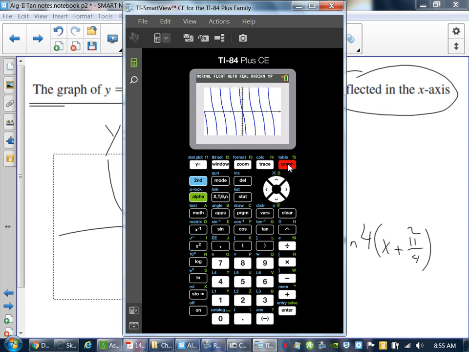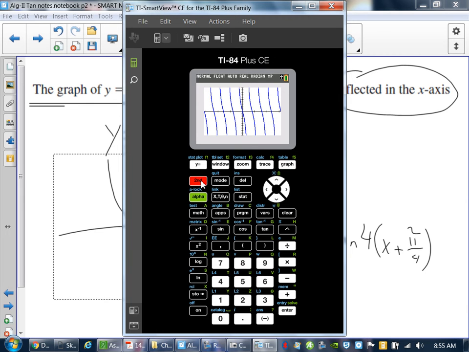Obviously, the period that it's occurring in this case, since it's 4, means your period value is going to be pi over 4. Does that make sense? So I can readjust that if I want.